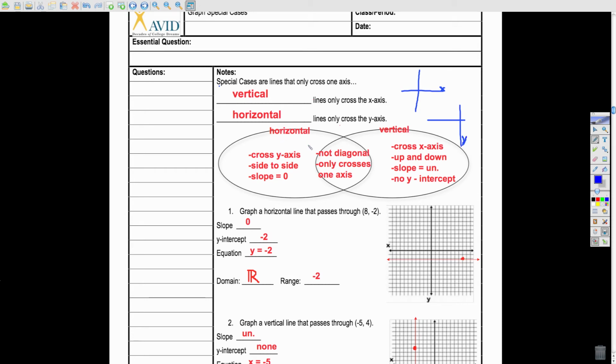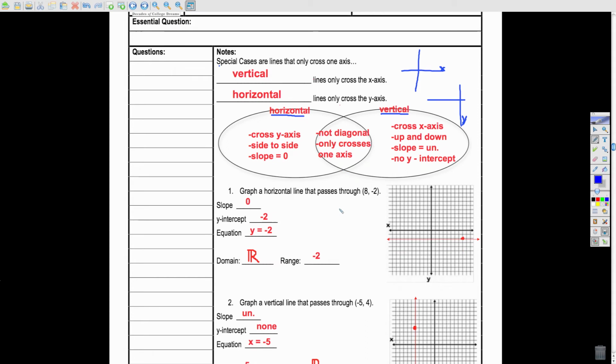Okay, here's a little Venn diagram using ovals to show you the properties of horizontal and vertical lines. Horizontal lines cross the y-axis, they're side to side, their slope is 0. Vertical lines cross the x-axis, they go up and down, slope is undefined. There is no y-intercept if it's a vertical line. Properties that they both have: they're not diagonal, and they only cross one axis. They don't cross both axes.